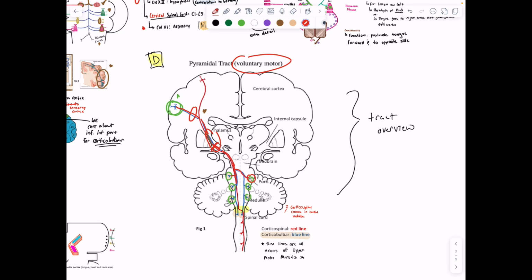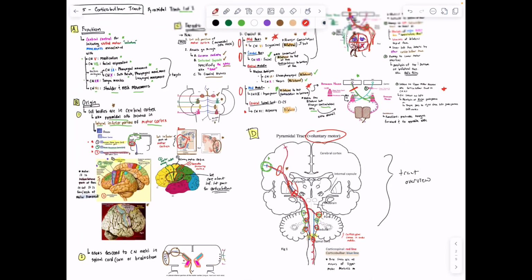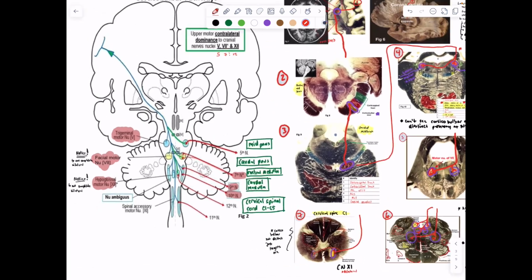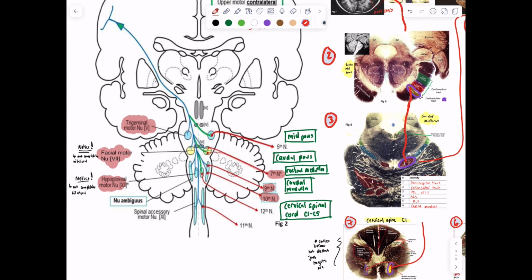Then we get to caudal pons, then we have medulla, and then finally spinal cord for our accessory nerve. All right, so here's that in detail. Coming down, we have in mid pons our trigeminal motor nuclei of 5. Remember, it's stronger contralaterally. So that's what this is showing.